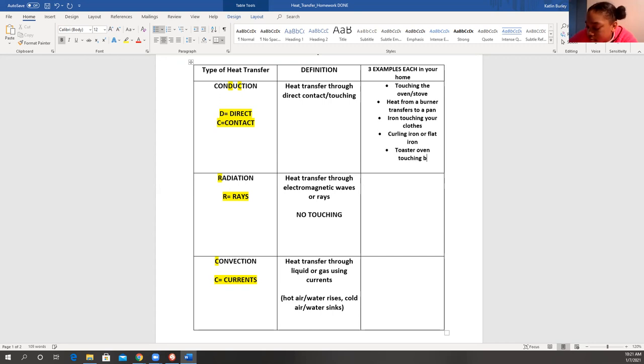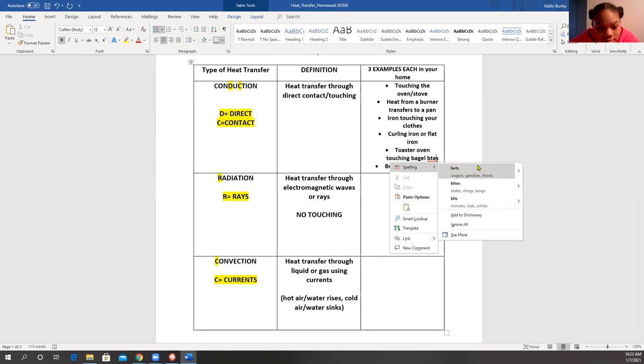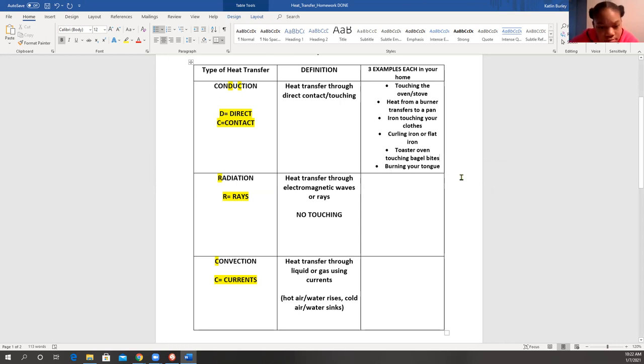touching bagel bites. It's pizza anytime. All right. So I think those are pretty good examples. We could say touching a hot pan, burning your tongue. So all of those would be examples, but I'm not going to write bites. Does that say bites? Okay, thank you. It's hard for me to see from over here. All of those would be examples.